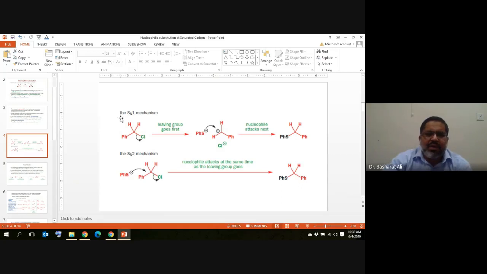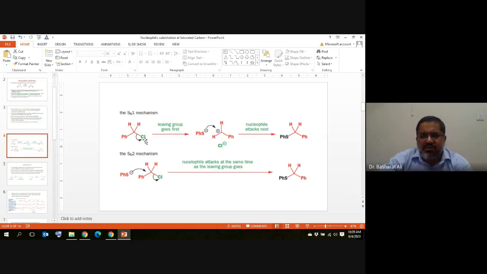Here in the SN1 mechanism, we observe that the chloro group leaves first in the form of a chloride ion, and it is known as the leaving group going first. As a result of this step, a carbonium ion is created, and in the second step the nucleophile attacks this carbonium ion, and as a result the molecule is completed. Here, the important factor you can observe is the stereochemistry of the molecule.